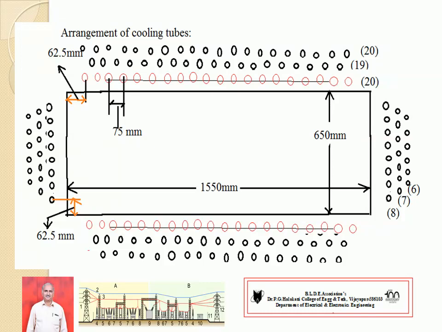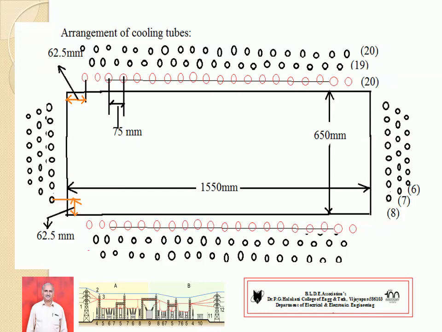You are getting around 125 remaining. Hence on each side you leave the clearance 125 by 2, so that is 62.5 mm on both sides. This shows arrangement of cooling tubes widthwise. In a similar fashion, you arrange 8 number of cooling tubes.